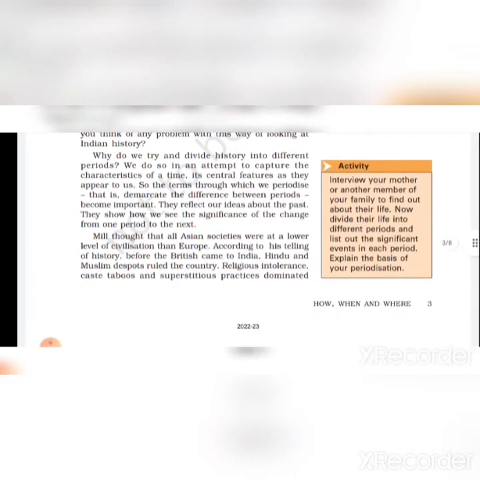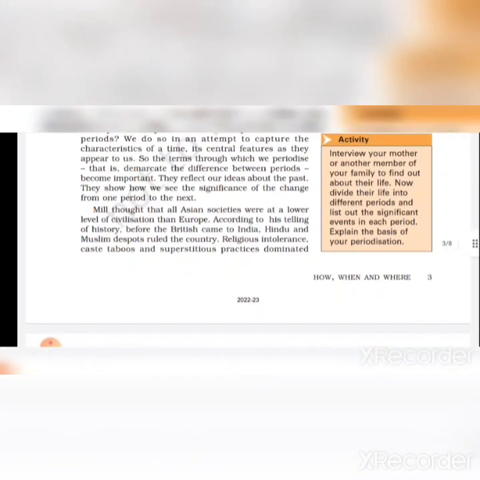Why do we try and divide history into different periods? We do so in an attempt to capture the characteristics of a time, its central features as they appear to us. So, the terms through which we periodize, that is, demarcate the difference between periods, became important. They reflect our ideas about the past. They show how we see the significance of the change from one period to the next.